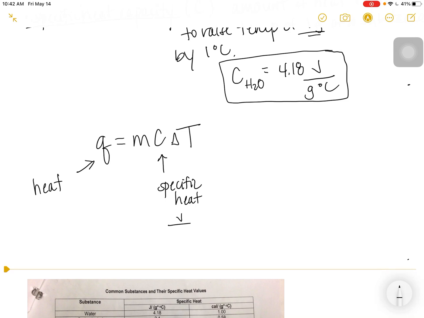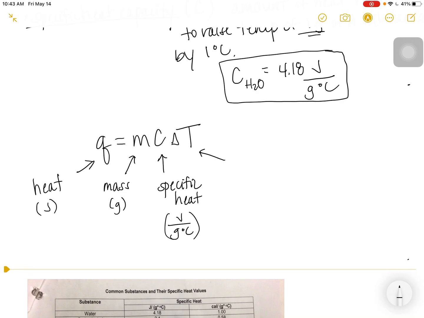And most of the time, specific heat will be in joules per gram degree Celsius, which means my heat will be in joules. M is mass, which will be in grams. Sometimes in kilograms, we'll see that eventually. We just have to watch our units.